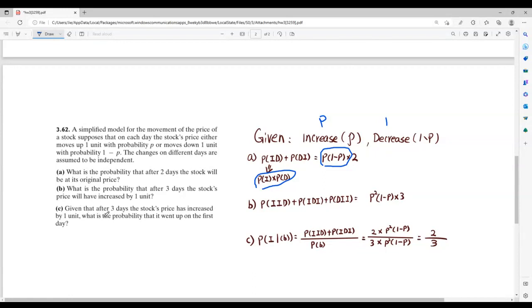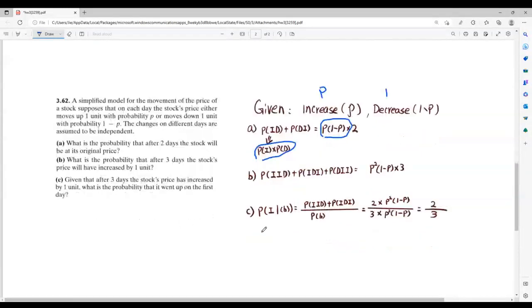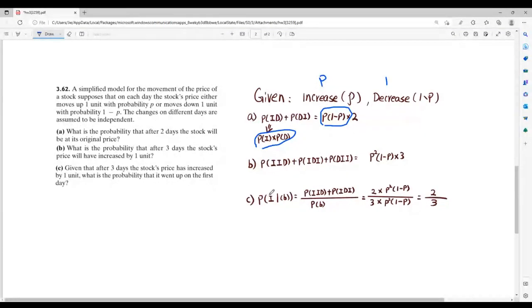For part C, we are given that after 3 days, the stock price has increased by 1 unit. What is the probability that it is even on the first day? So we have the probability that the first day is increased given the result from part B. And then we just extend it, and we have the first day is increased intersected with the result from part B. So among those 3 cases, only those 2 have the first day increased, and then divided by the probability from part B. Once we simplify, we get 2/3.